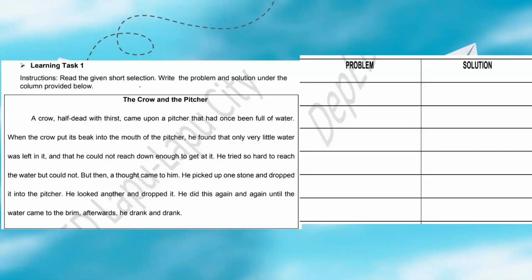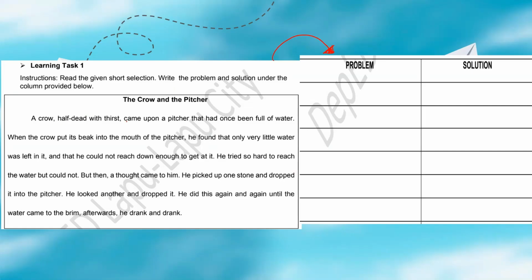Let's test our skills in identifying problems and solutions within paragraphs. The instruction for learning task number 1, which you can find also in your module if you are in Lapu-Lapu City, says read the given short selection, write the problem and solution under the column provided below. But instead of writing that below, I have transferred the answer portion of the module in this area. There might be some typographical error in the text, which I will be correcting as I read the text for you. Let's start. The crow and the pitcher.